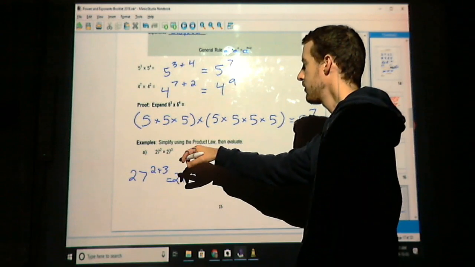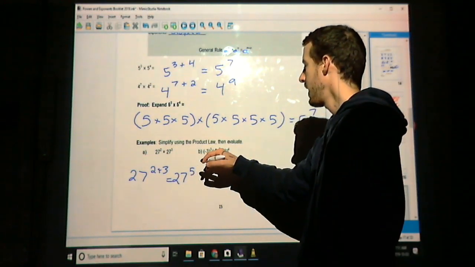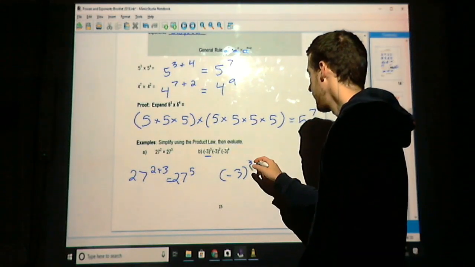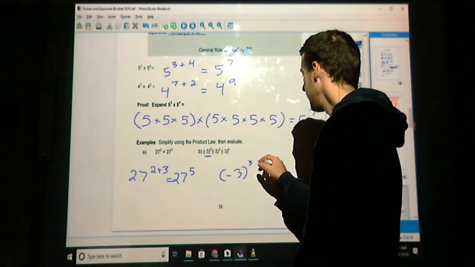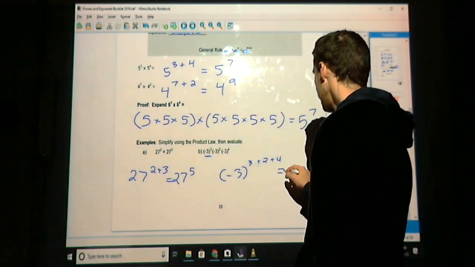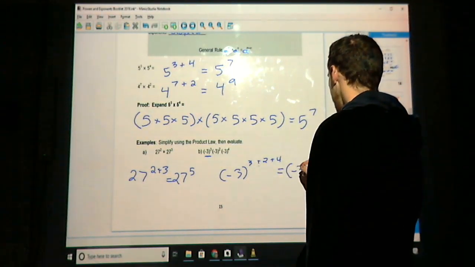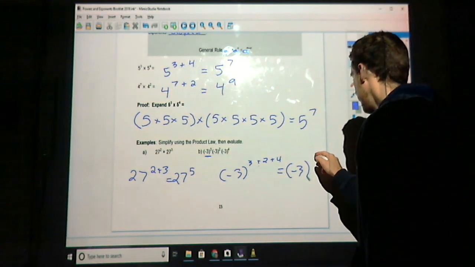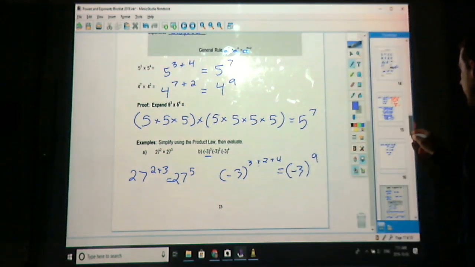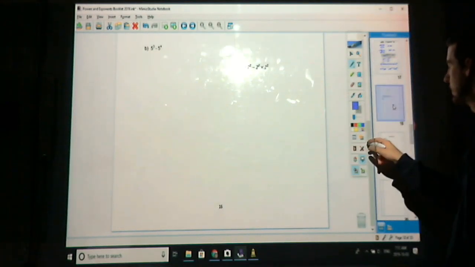And even if there's no multiplication sign, if you have brackets, we know that they're all multiplying. So here we have 3 plus 2 plus 4, and all of this is negative 3 to the power of 9. Okay, all right, let's keep going with this. I think we're on a roll.